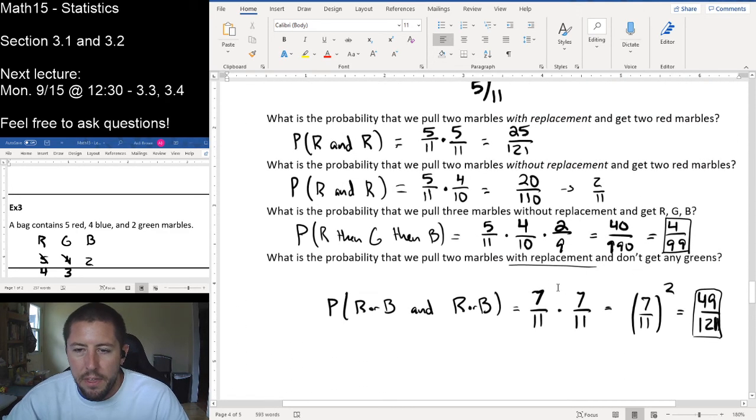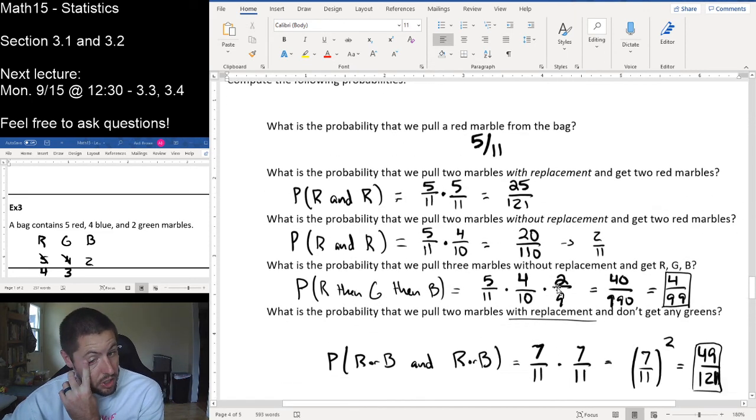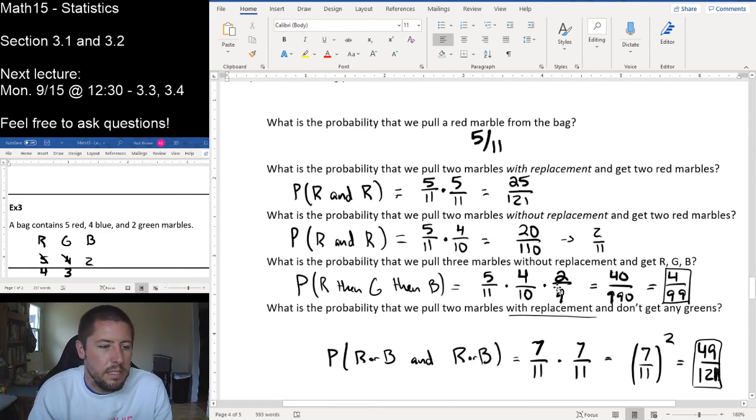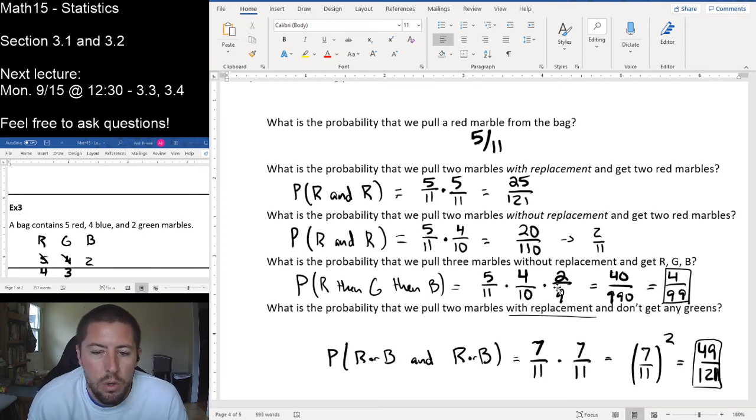I think the only other thing I want to say about these ones right here is just that when we're talking about independence versus dependence, in a lot of cases, it's set up to be explicitly known whether we're going to be independent or dependent.